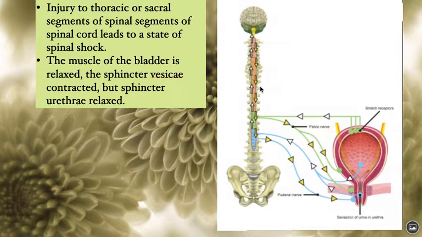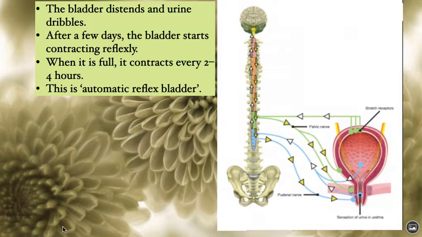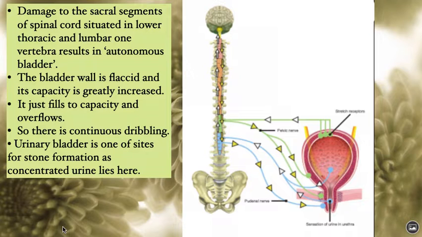Injury to the thoracic or the sacral segments of the spinal cord leads to a state of spinal shock in which the muscle of the bladder is relaxed, the sphincter vesicae is contracted, but the sphincter urethrae relaxes. The bladder distends and the urine is dribbling out. After a few days, the bladder starts contracting reflexly. When it is full, it contracts every 2 hours. This is called automatic reflex bladder.